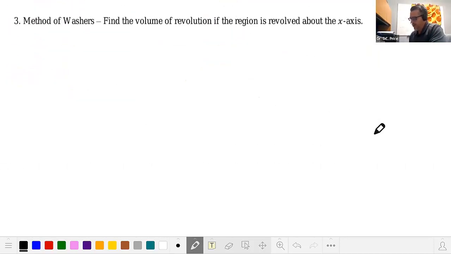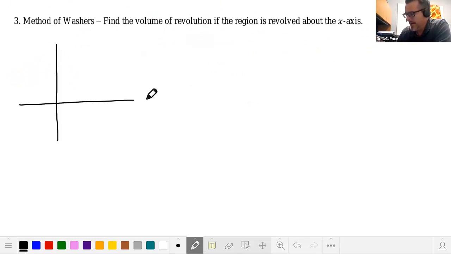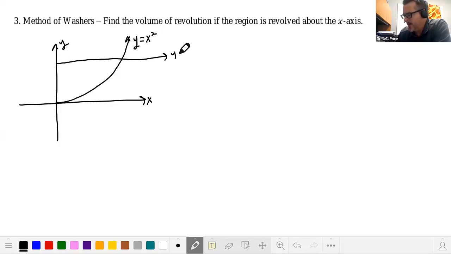So the method of washers. And so for washers, what do we have? I have an x and I have a y, and I have to make my graph here. So here's my graph, y equals x squared. And then I'm coming across here, and so that's y equals 4. And I'm revolving it now, it says across the x-axis, so it's going to go around here. And so what does that look like? So it comes up and down like this.